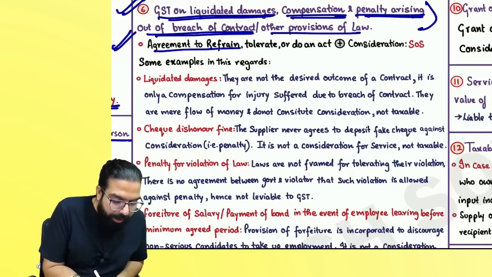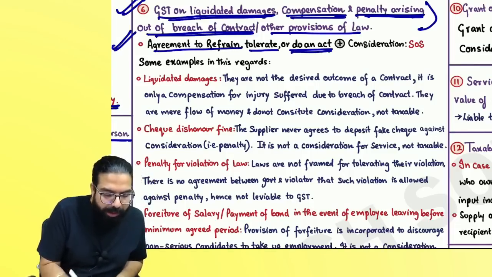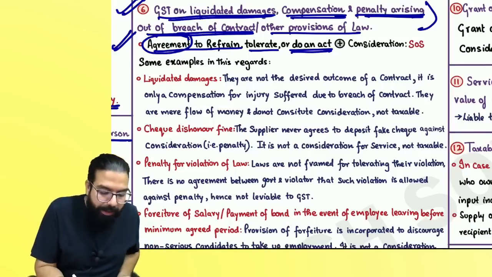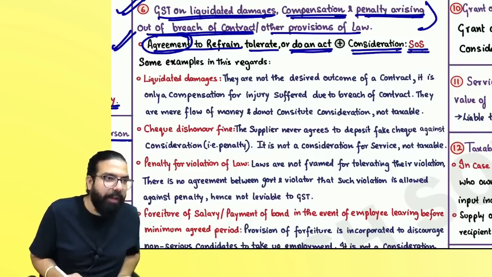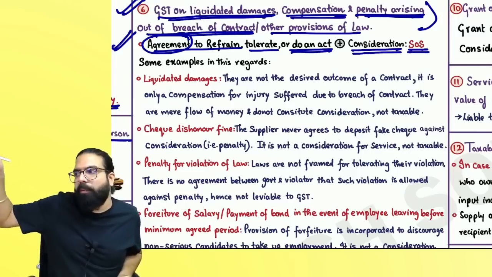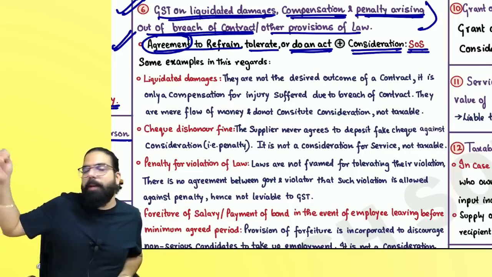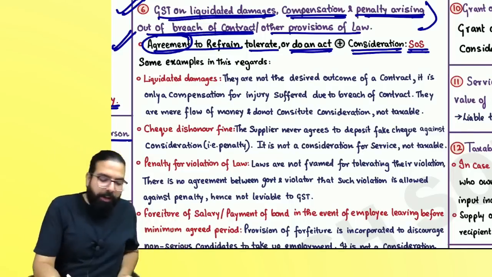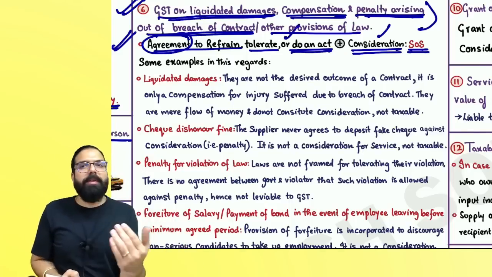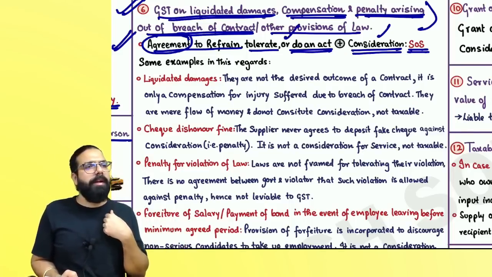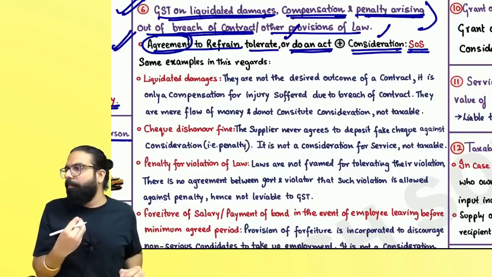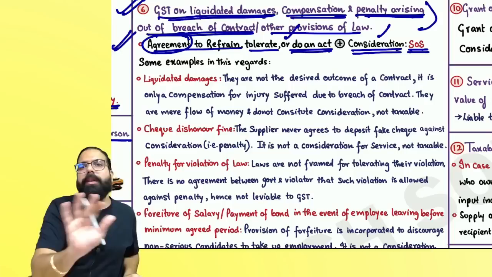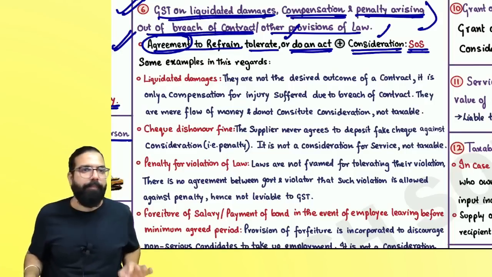The government said that agreeing to refrain or tolerate or to do an act: first of all, you should agree, and for that consideration should follow, and then it will always be a supply of service, because first of all it should fall in section 7(1) (a), (b) or (c), anywhere. Only then can you say it is a supply of goods or a supply of service. So they said, first of all you should have agreed with someone, and there should be a consideration. If there is no consideration, meaning you have not done quid pro quo, then it will never be a supply. Can I go ahead, everyone?